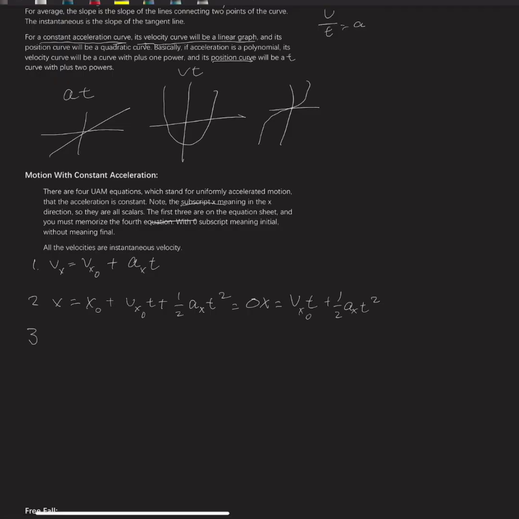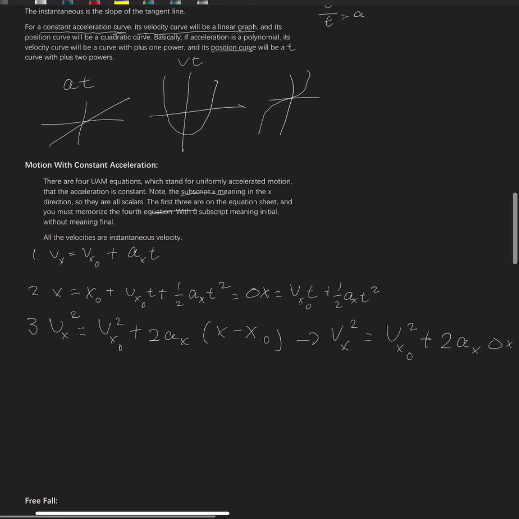The third equation is the final velocity in the x direction squared is equal to the initial velocity in the x direction squared plus 2 times the acceleration in the x direction times x minus x0. The first one is always in this form on the equation sheet, and the second one is how I will write it. I will write it as the velocity in the x direction squared equals the initial velocity in the x direction squared plus 2 times the acceleration in the x direction times the displacement delta x.